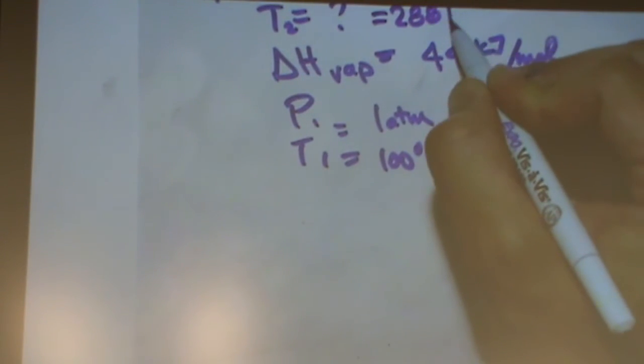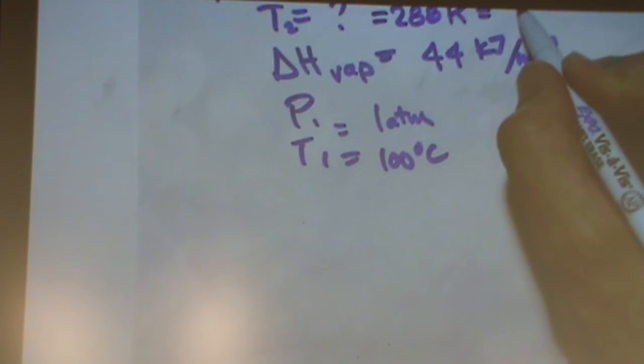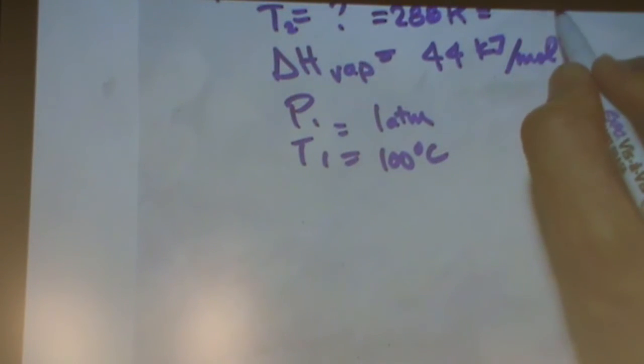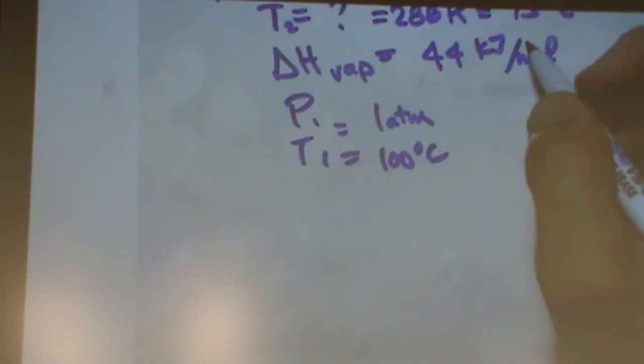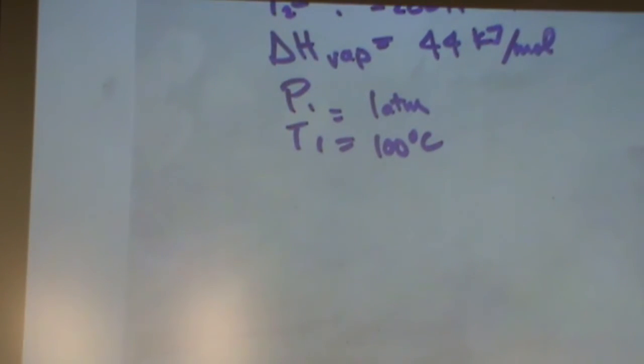288 Kelvin. That's the answer? Okay, cool. So that is about how many degrees C? About 15. Is that right? Okay. I just subtracted 272. Fair? Okay.